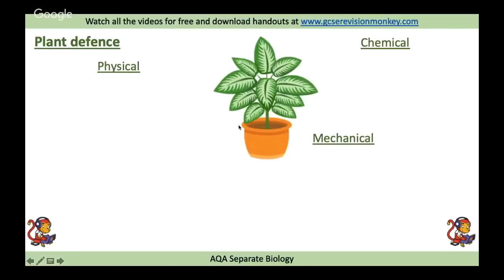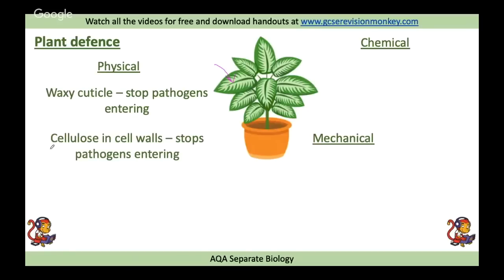Final things then, plant defense. Again, could be a 6 marker. Looking at plant defense, you can link it to pathogens and things like that. They've got a waxy cuticle to stop pathogens from entering. So they might link this to something about rose black spot or tobacco mosaic virus, for example. They've got cellulose in the walls.